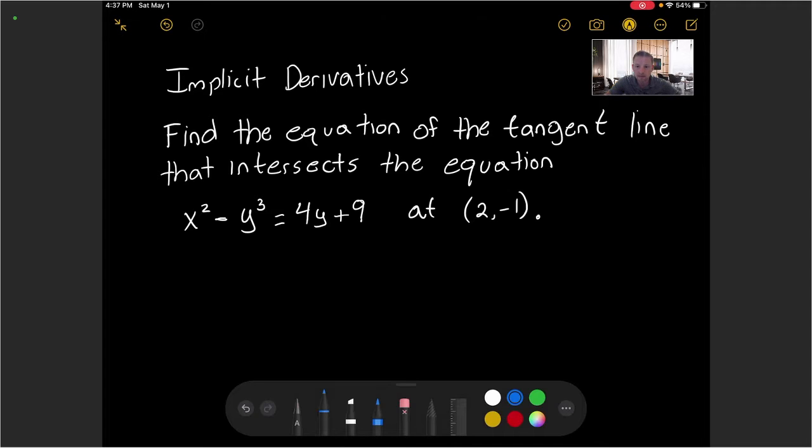To find the equation of the tangent line, overall, we need to first find the tangent line slope. We'd like to find the tangent line slope, and to do that, we want to find the derivative dy dx evaluated at our point, 2, negative 1. That's going to get us our tangent slope.